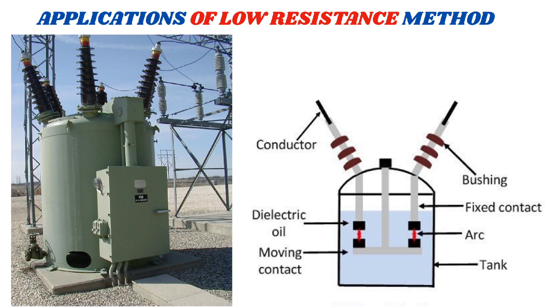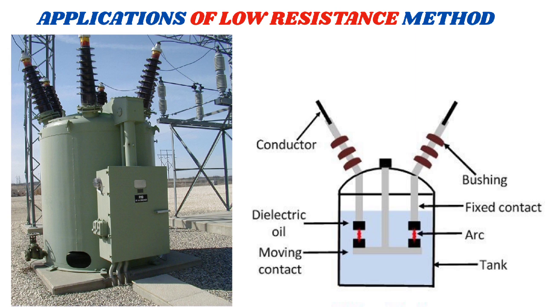Now that we have examined the benefits and drawbacks of the low resistance method, where can this method find its applications? The low resistance method of arc extinction is widely used in various applications, including 1. High voltage circuit breakers. The low resistance method is used in high voltage circuit breakers, where the arc energies are high, and fast arc extinction is required.